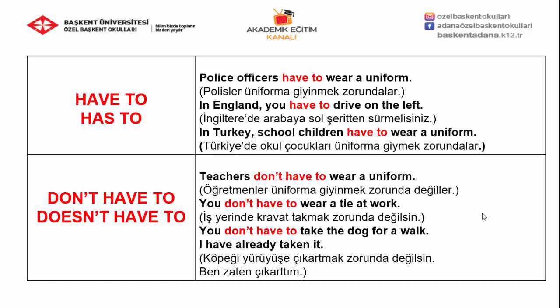Don't have to or doesn't have to. Let's look at some examples. Teachers don't have to wear a uniform. Öğretmenler üniforma giymek zorunda değiller. You don't have to wear a tie at work. İş yerinde kravat takmak zorunda değilsin. You don't have to take the dog for a walk. I have already taken it. Köpeği yürüyüşe çıkartmak zorunda değilsin. Ben zaten çıkarttım.